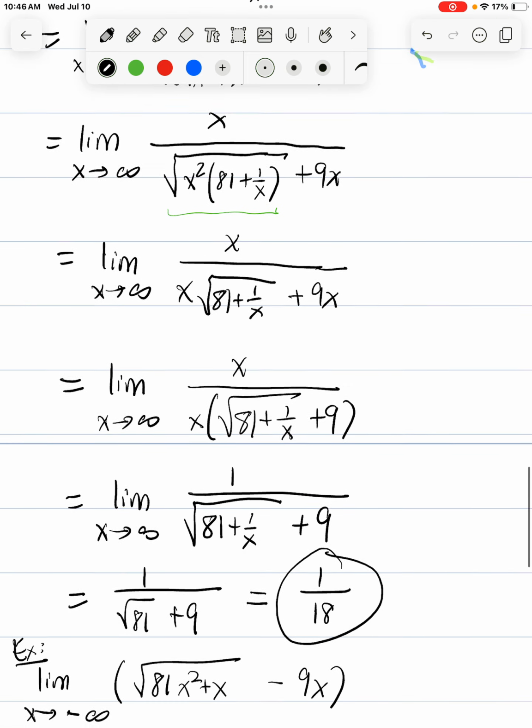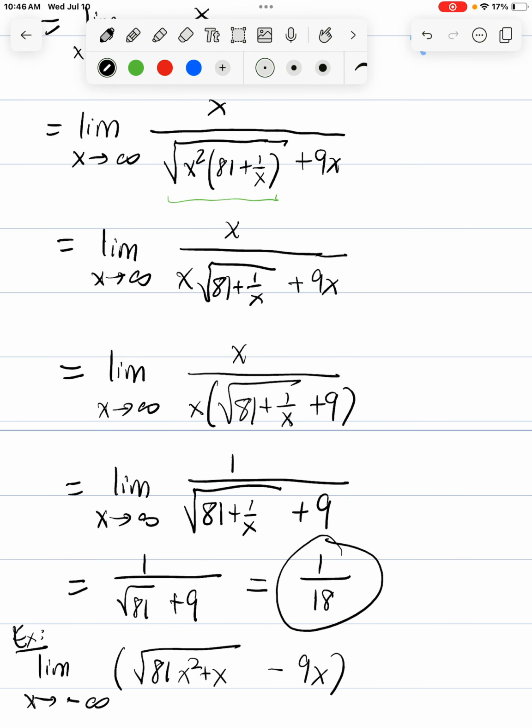Right, if you look at the steps, you'll see that the only difference is in going from here to here. Because remember, we used the fact that the square root of x squared is the absolute value of x. When x is positive, this guy is x. When x is negative, it's negative x. So when x goes to minus infinity, I have to put a minus sign there.